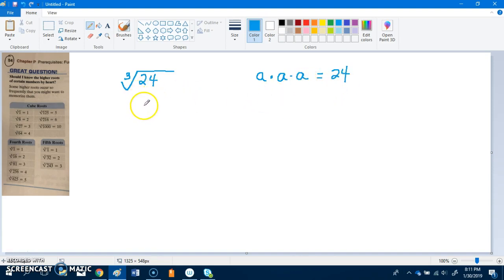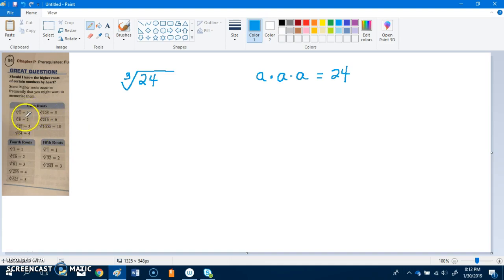So when we simplify this, instead what we're going to do is split apart the 24 into its factors with the hopes of finding a factor that will be a perfect cube. And on page 54 in your textbook, there are the frequent cubed roots, fourth roots, and fifth roots that you might want to put on a study sheet.